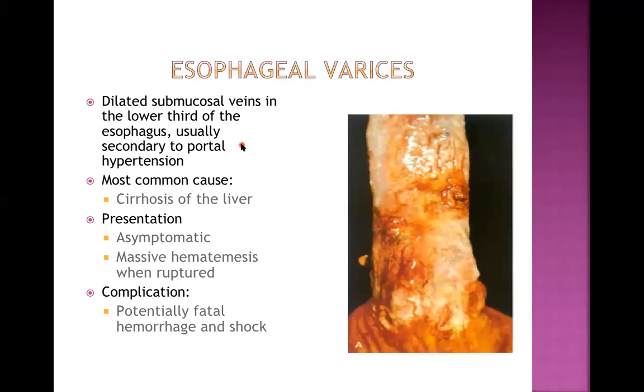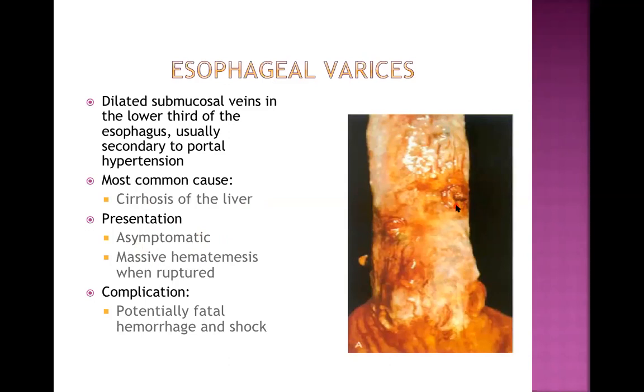Now let's focus on these esophageal varices. The most common cause is portal hypertension because of cirrhosis of the liver, because cirrhosis of the liver is the most common cause of portal hypertension. That's why it is written like that. Now, how do these patients present? See here, in the beginning, probably they are asymptomatic. That means if they are not ruptured, they are asymptomatic.